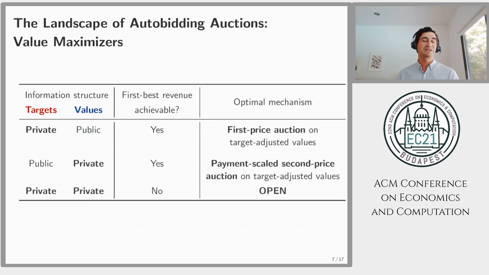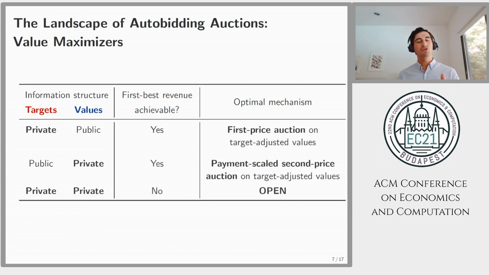So let me give you a preview of our results. We first start with value maximizers. In the case of value maximizers, we explore different information structures. First, we look at the case when targets are private and values are public. In this case, we show that first best revenue is achievable, and this is actually achievable by a very simple mechanism that is a first price auction over target adjusted values. What do we mean? For each advertiser, we compute the value over the target. We rank them in this order. The one with the highest ratio wins, and is going to pay their bid.